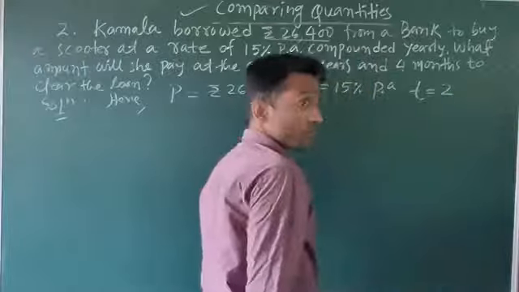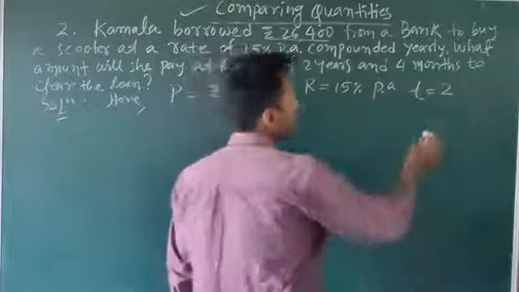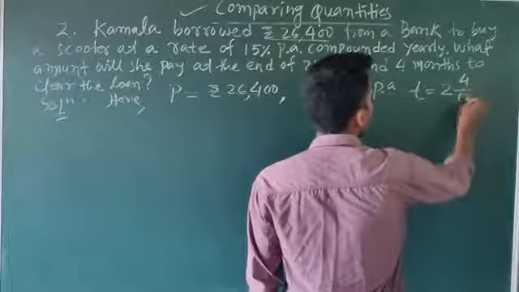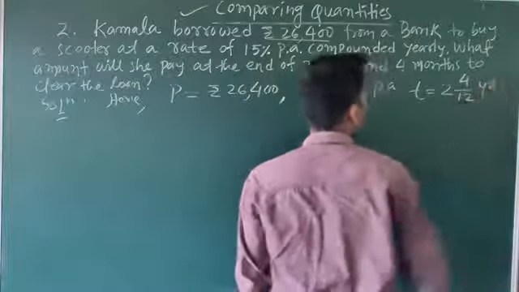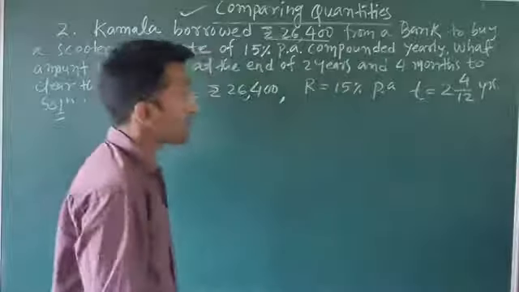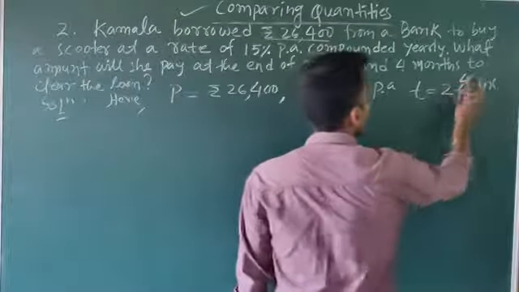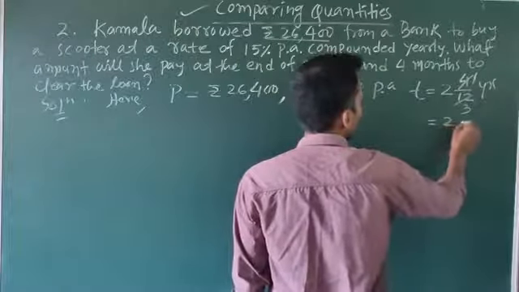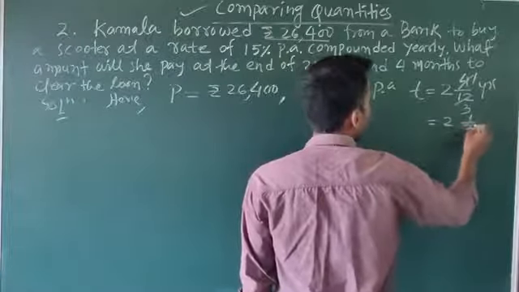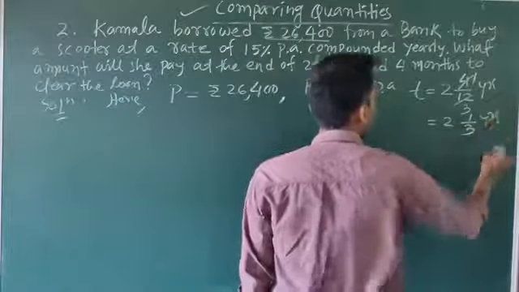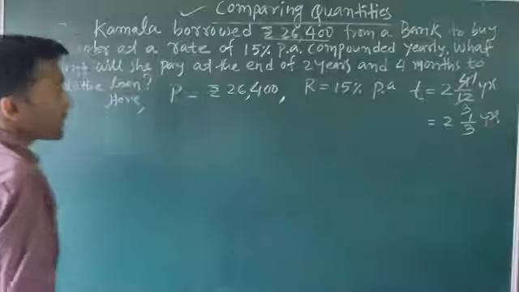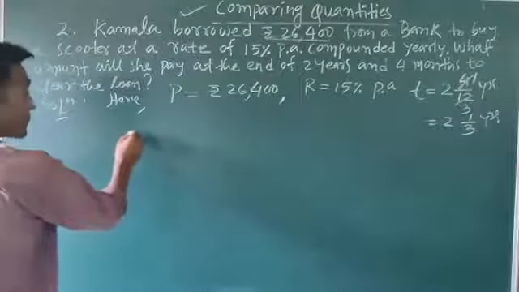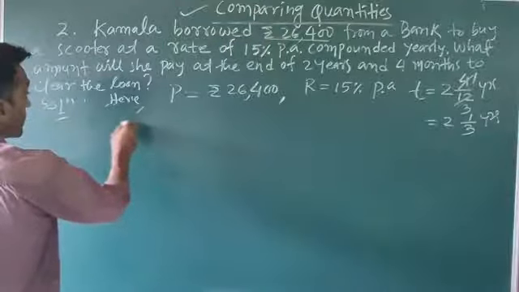So convert 4 months into years. How many months are in a year? We have 12 months in a year. So time will be 2 and 4 by 12 years. 4 threes are 12, so we can cancel. So time is now 2 and 1 by 3 years. First, we will find the amount for 2 years.